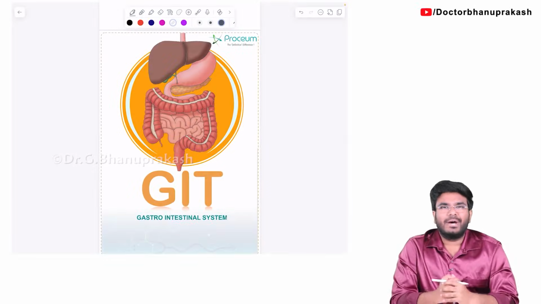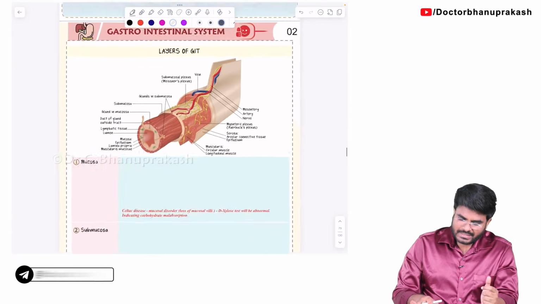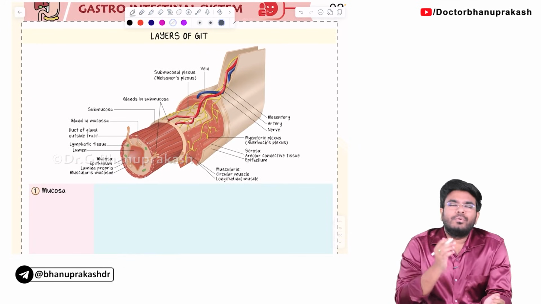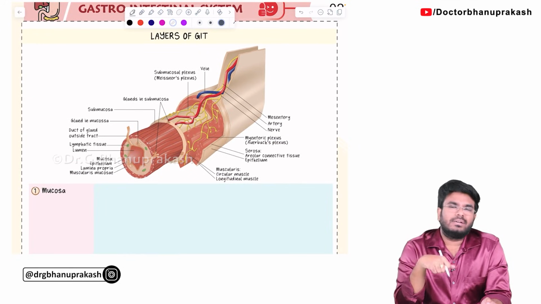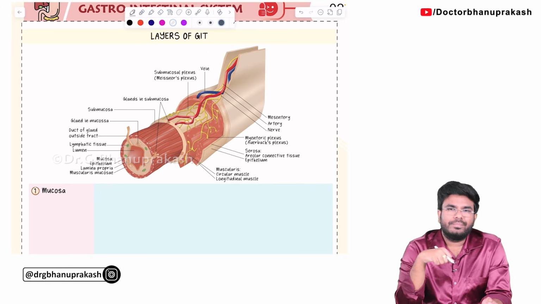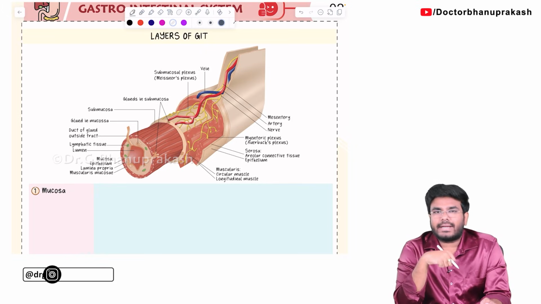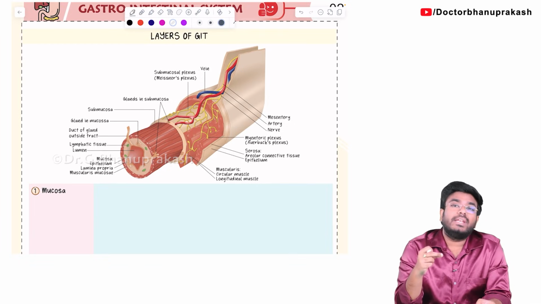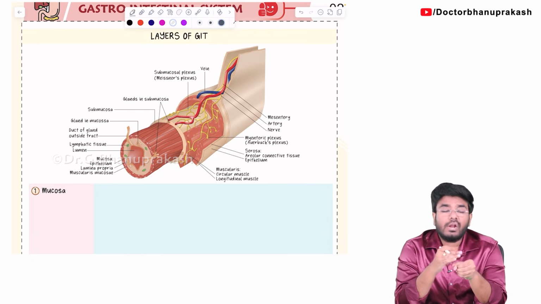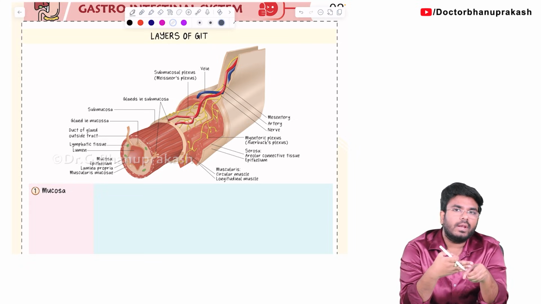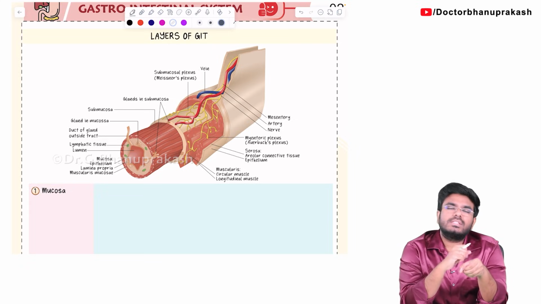Welcome back. Now, let's begin with the gastrointestinal physiology. First, let's start from the basics. We all know our GIT is like a tube, starting from the mouth till the anus. Now, this gastrointestinal tract, this tube, is made up of how many layers? From outside to inside or from inside to outside, there are 4 layers. What are these 4 layers?